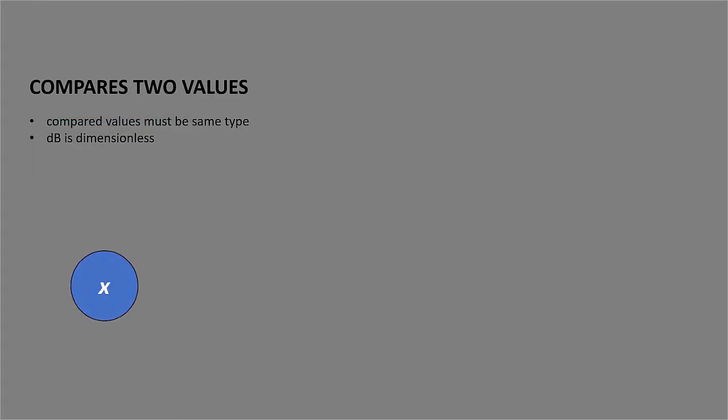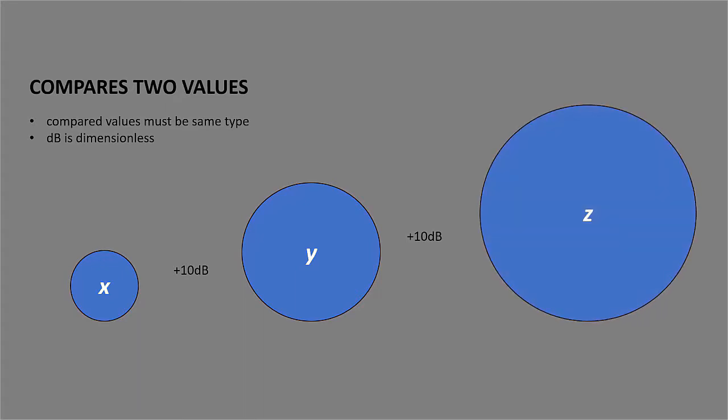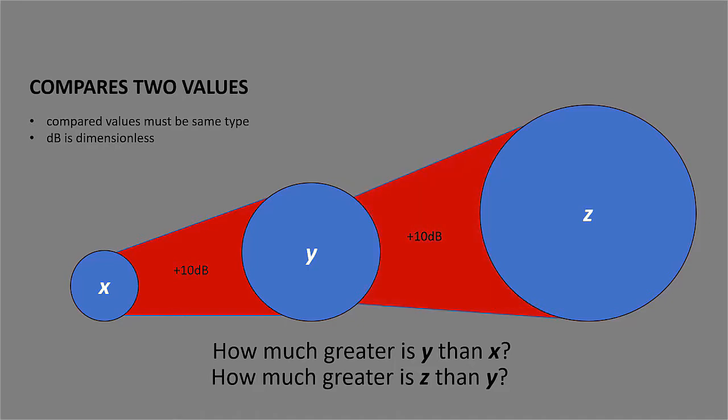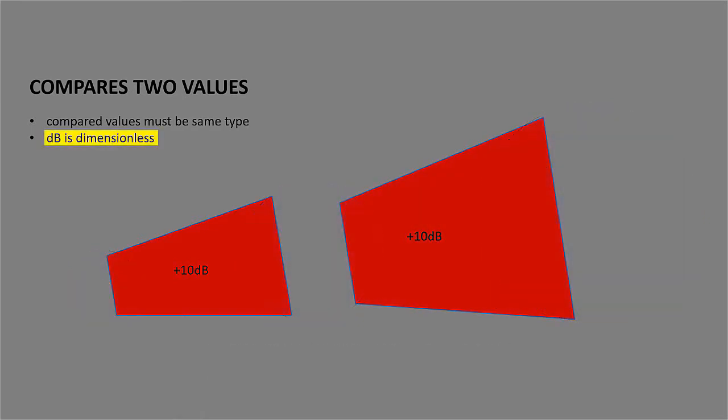For example, if we start with the value x and we add 10 dB, we get the value y. If we then take the value y, add 10 dB to that, we get the value z. If we want to express how much greater y is than x, we can do so by saying it is plus 10 dB. Also, we can say that z is plus 10 dB greater than y. However, we cannot say that the value that stands by itself is plus 10 dB.